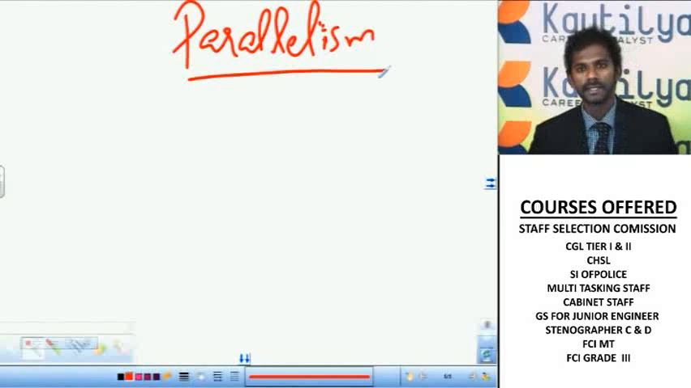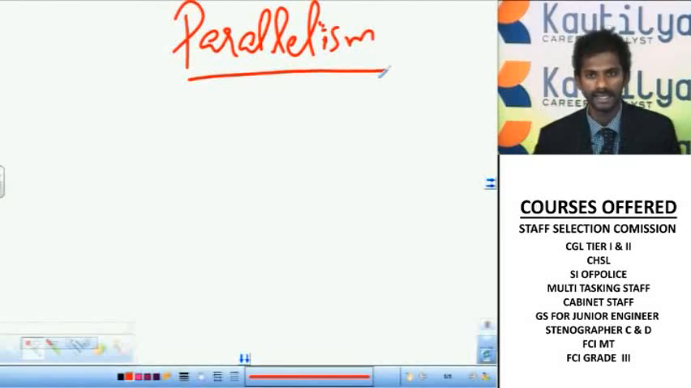Now parallelism means if there is more than one idea in a sentence, all the ideas must have equal importance. That means all the ideas must be expressed in a similar form, then only they'll have equal importance. So for ideas to have equal importance, they must be in a similar form. Some 7 concepts are there in parallelism.